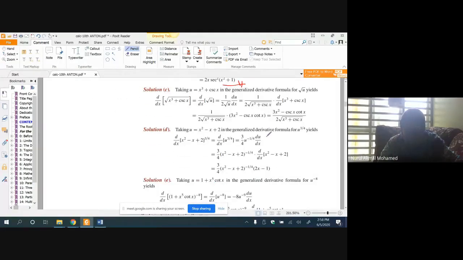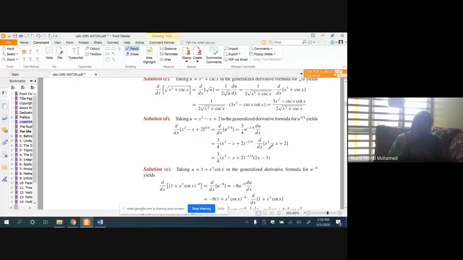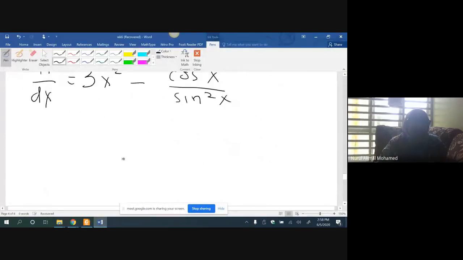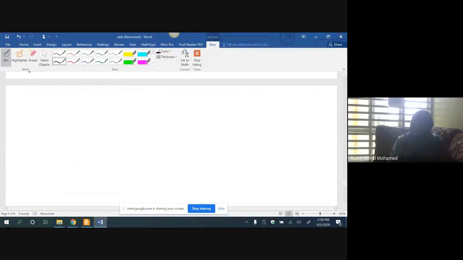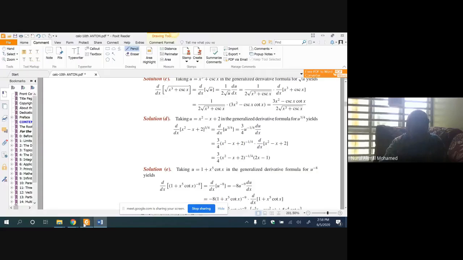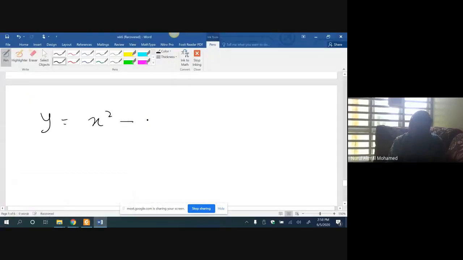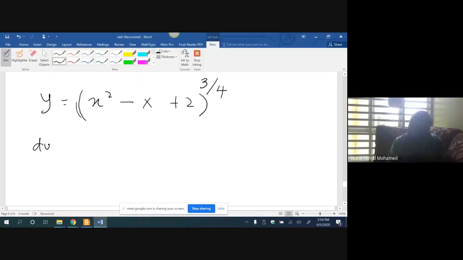Okay, now let's continue with example D. Example D is easier than example C. The question is y is equal to x squared minus x plus 2, and everything is taken to the power of 3 over 4. We are asked to find dy dx.